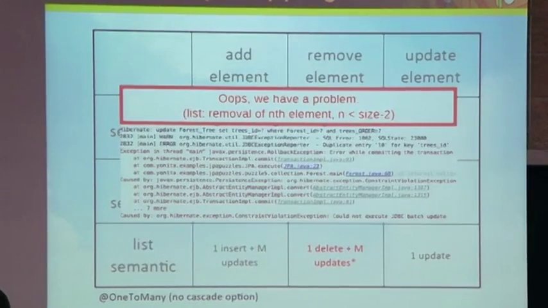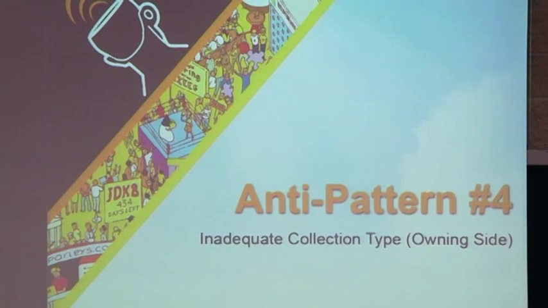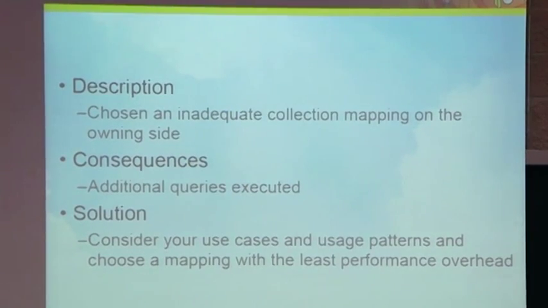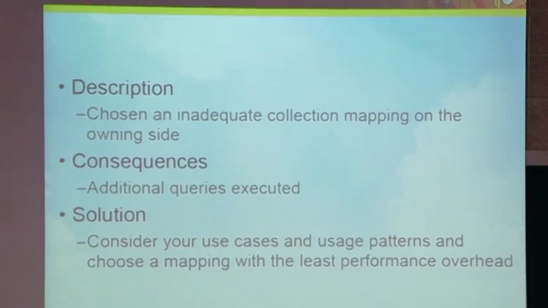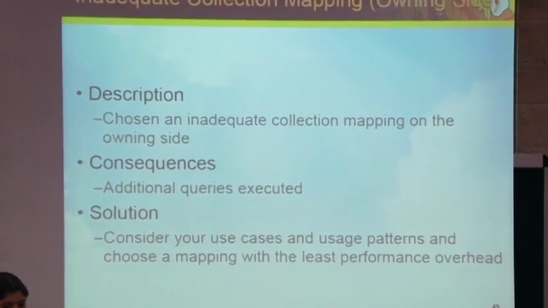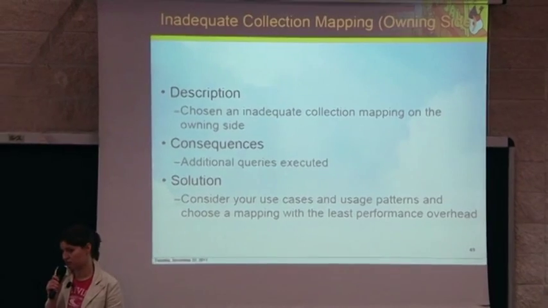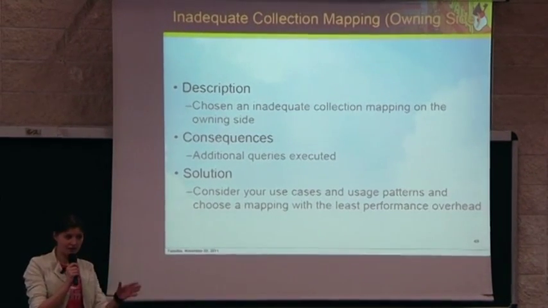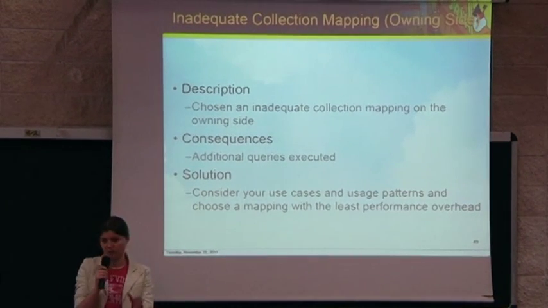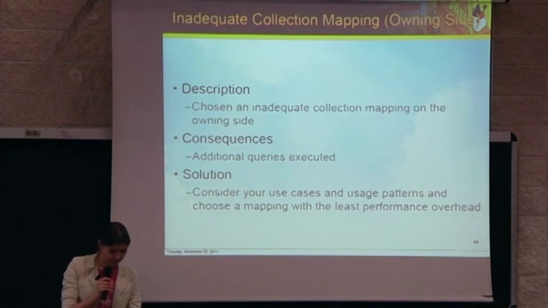Some simple bug. So, just a curious fix. Anyway, the anti-pattern is an inadequate collection type on your owning side. So you need to be very careful to adjust your Java type and annotation to your usage patterns, right? You need to analyze how your collections are used and then apply the right semantic.